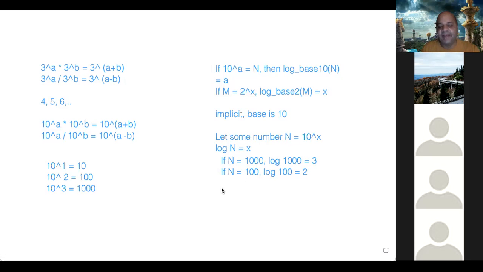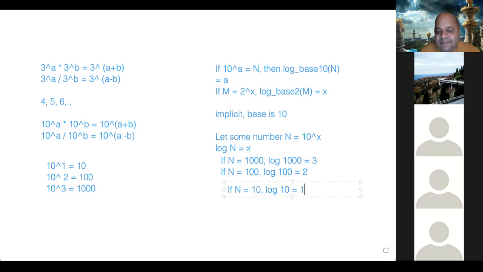Right? I will take another way. Sir, if n equal to 1000, then log 1000 equal to 3, right? Yes, log of 1000. And if n equal to 10, then log 10 equal to 1, sir. Correct. Absolutely, you are right. Log 10 is equal to 1.